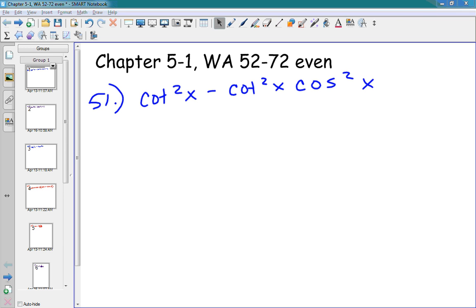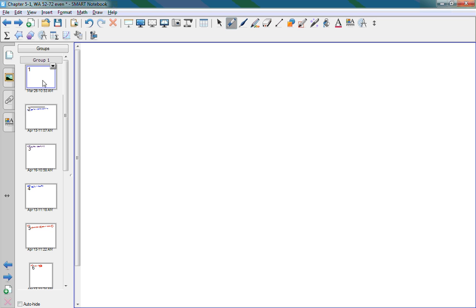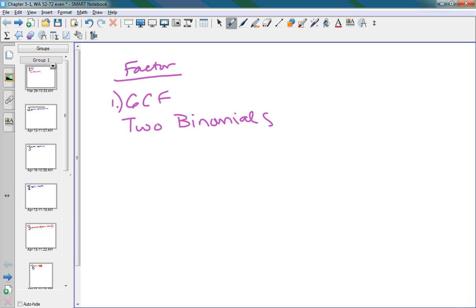51, the directions say, factor the expression and use the fundamental identities to simplify. Use a graph utility to check your result graphically. Now, what this is talking about is it wants you to first factor. If it's saying to factor, it's talking about a GCF, two binomials, and lastly, the sum of cubes or the difference of cubes formula.